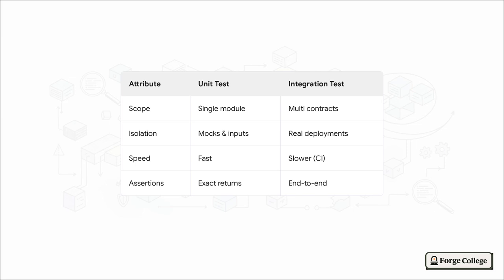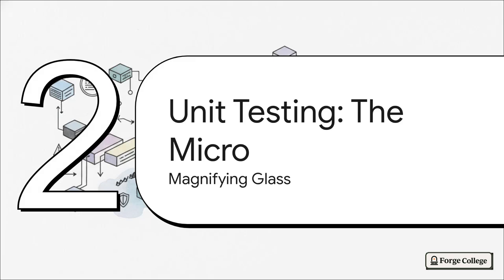Unit tests have a tight scope on a single module, they rely on mocks for total isolation, they run crazy fast in your pre-commit, and they assert exact returns. Integration tests step it up to multiple contracts. They use real deployments, so they run a bit slower in your CI pipeline, and they're focused on validating end-to-end invariants, which is just a fancy engineering way of saying they make sure the math across the whole entire system actually adds up.